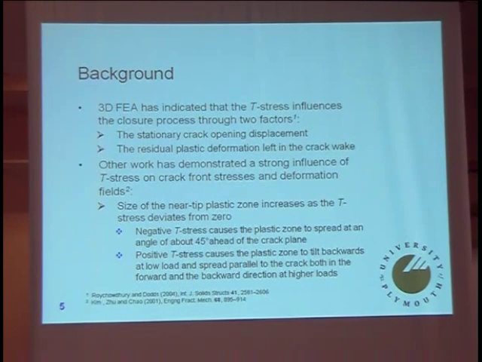And so what we know is that the size of the near-tip plastic zone increases as the T stress deviates from 0. So the T stress has an influence on plasticity around the crack, and therefore we need to consider the T stress. And negative T stress causes the plastic zone to spread ahead of the crack tip, and positive T stress causes it to tilt backwards. And again, positive and negative tend to reflect the specimen type as well as the loading. So a compact tension specimen has a different T stress to a center crack tension specimen.